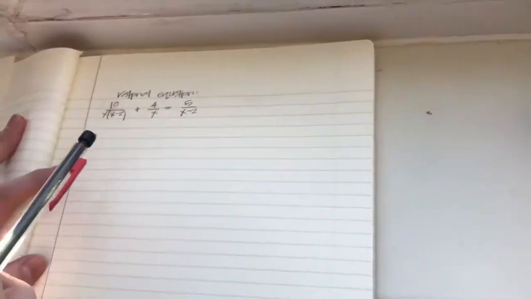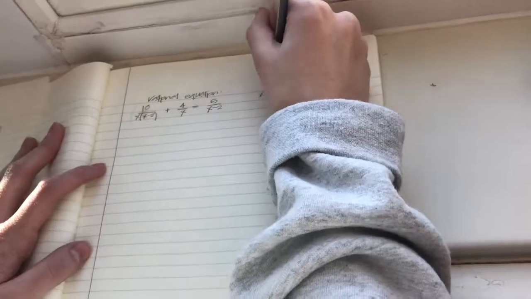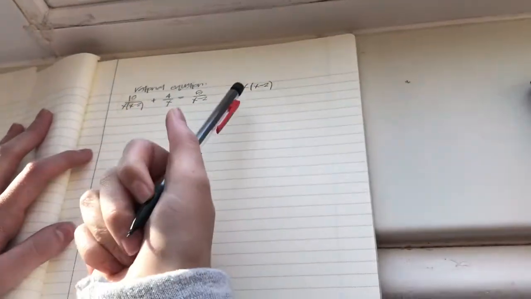So this is my rational equation. The first thing I'm going to do is look for a least common denominator. So for this equation, the least common denominator is going to be x times x minus 2. So we're going to take this least common denominator and multiply that by the whole equation.